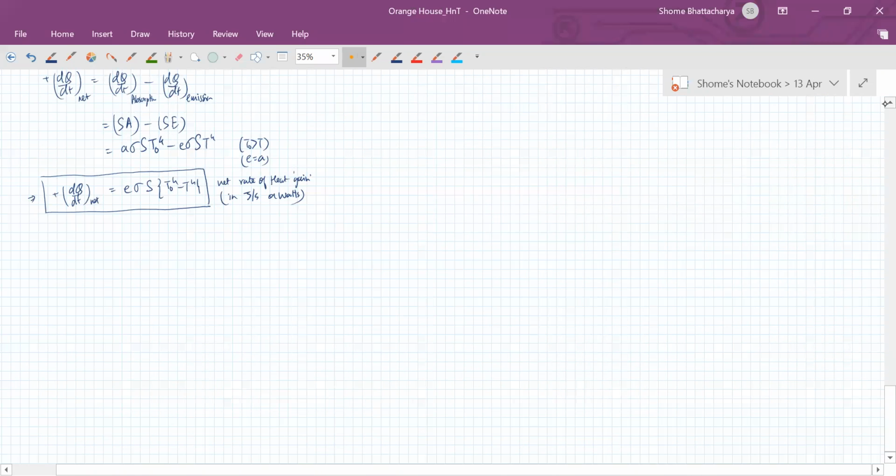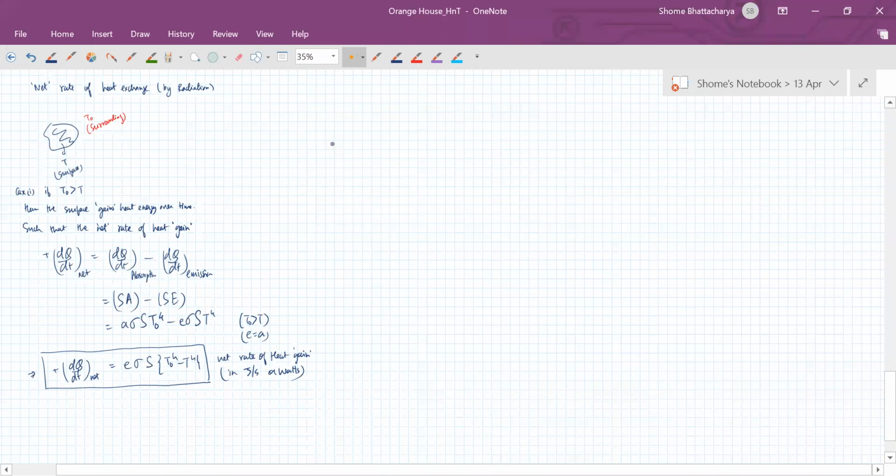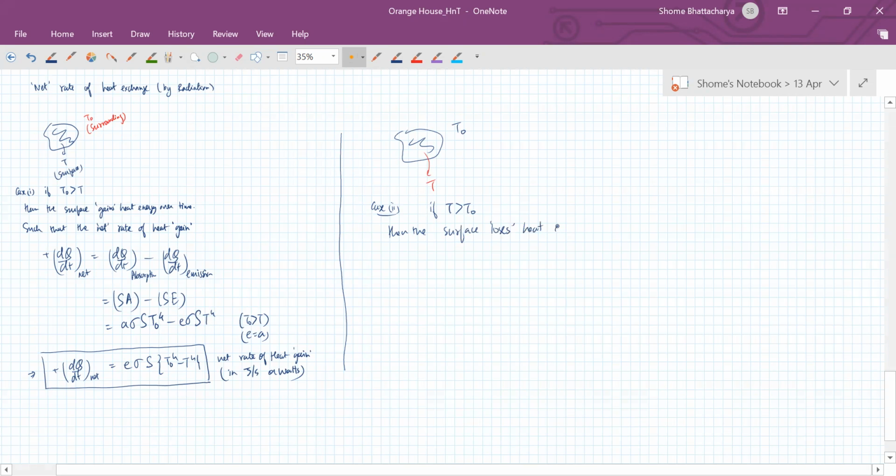Okay, now similarly, if we have a situation where temperature of the surface is greater than the temperature of the surrounding, then the surface loses heat, because the rate of emission is greater than absorption. Okay. And similarly, we'll write a formula for this. So just make a note of this up to this point.